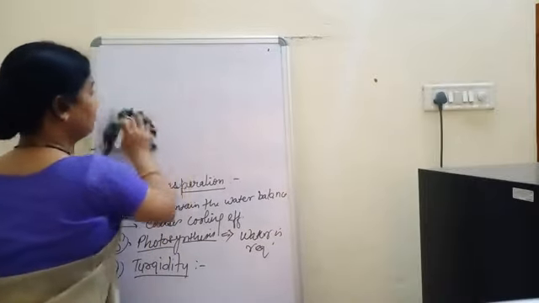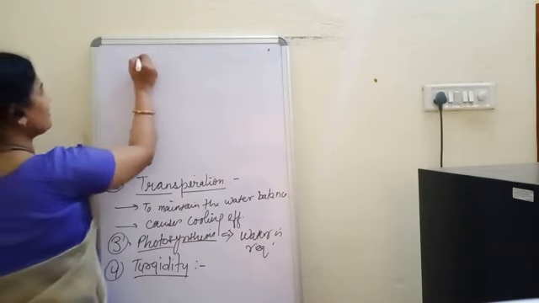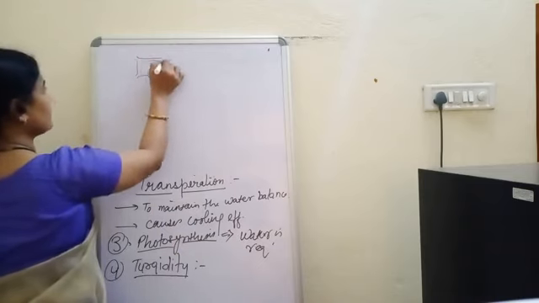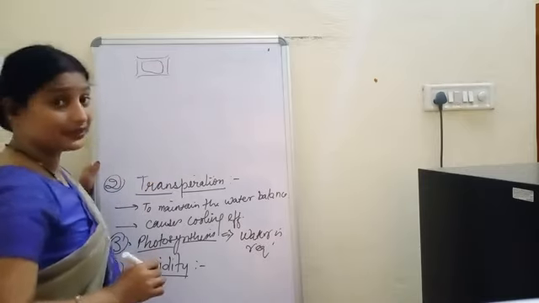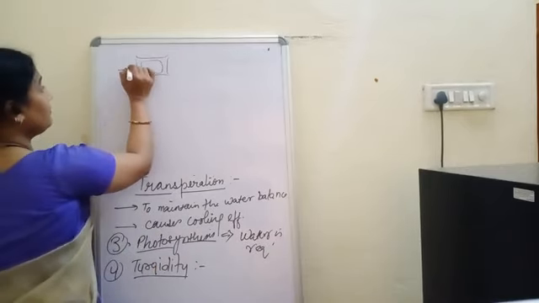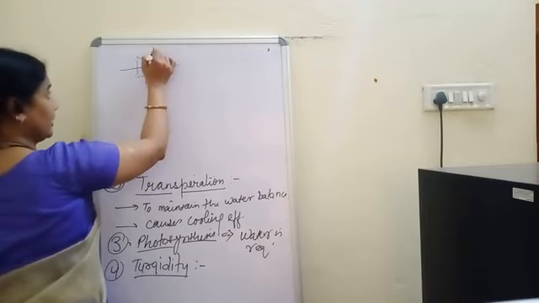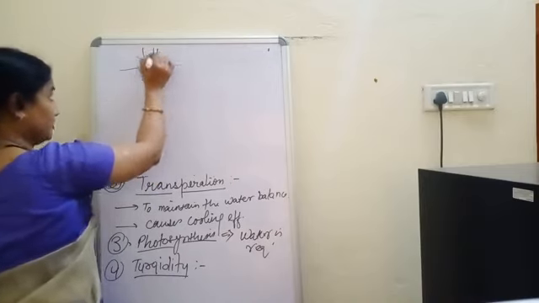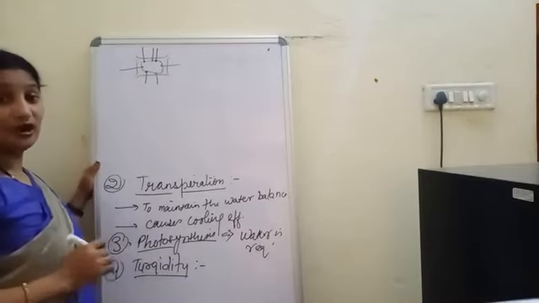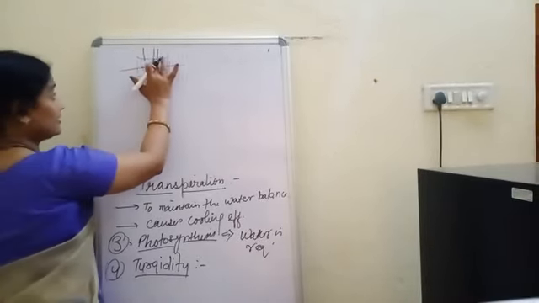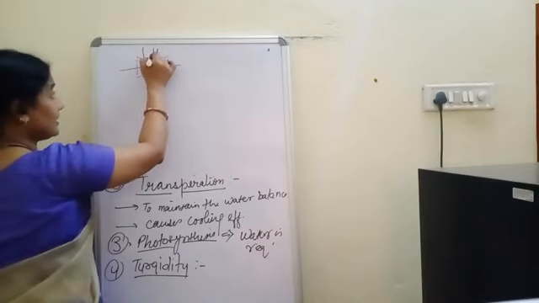Suppose I am drawing a plant cell. I am just drawing a rough structure of the plant cell like this. And suppose this is a plant cell. Now, if the plant cell absorbs water. Understood? After absorbing water, the cell will swell up. Now, the size of the cell will increase.